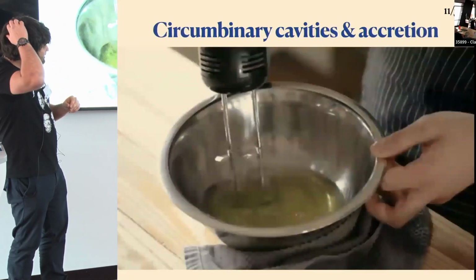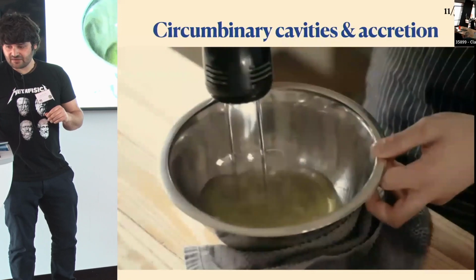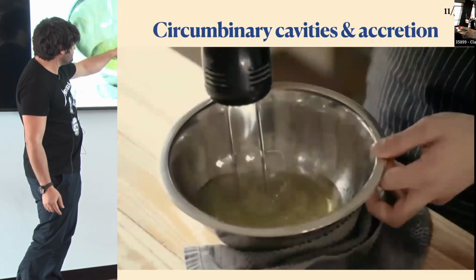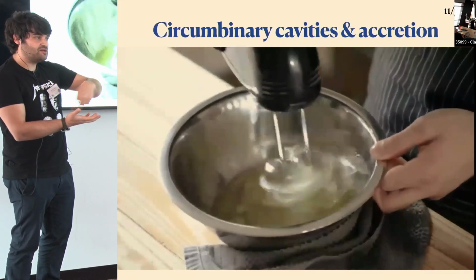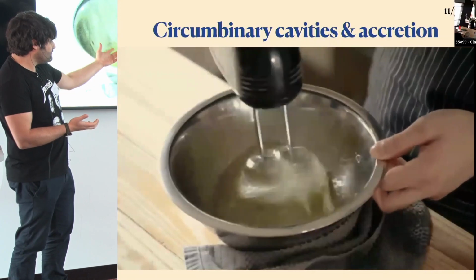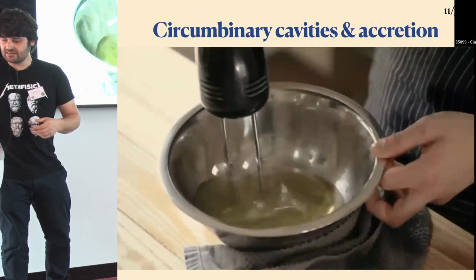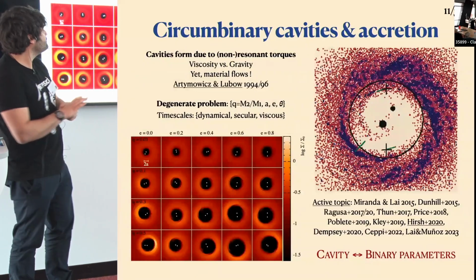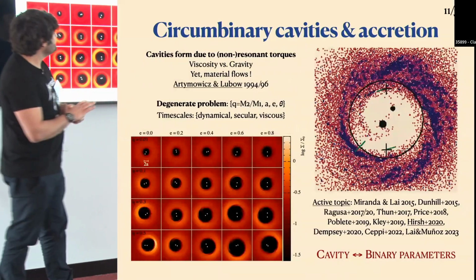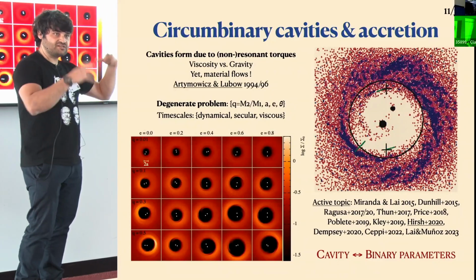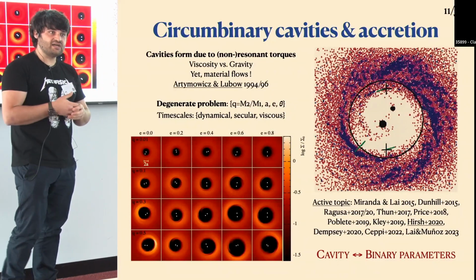And another image which I think is very good is the egg beater image. So here you can see the binary, and it's messing around with the disk. This is something that has been studied. This kind of phenomenon with the disk and the binary as an egg beater has been studied in the 90s. So there is this seminal work by Artymowicz and Lubow, where these were amongst the very first SPH simulations done with circumbinary disks.